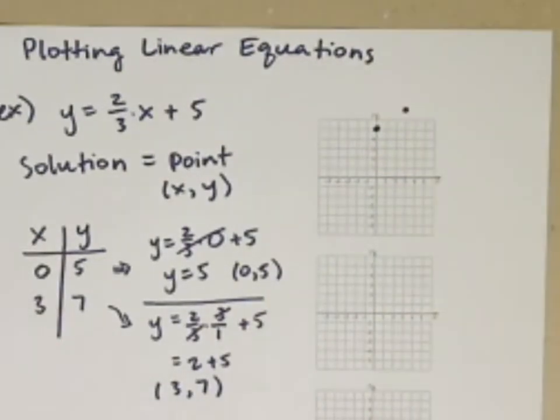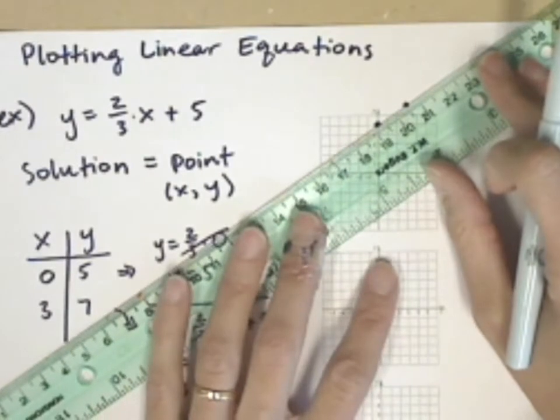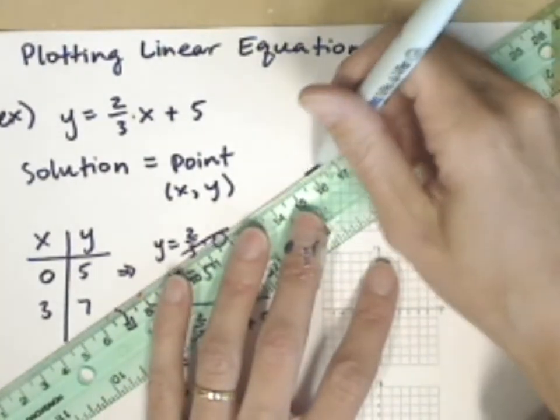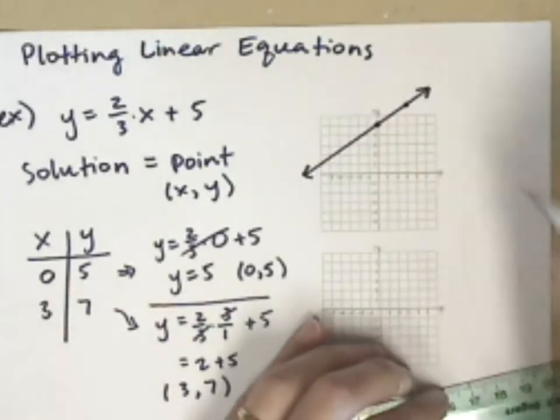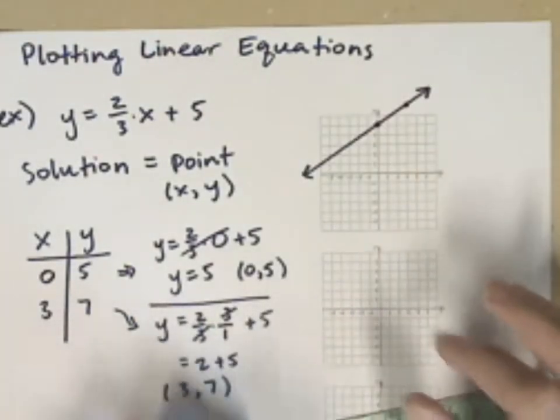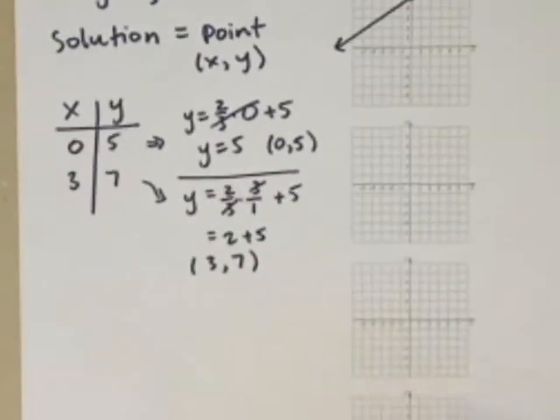I really just need 2 points to make a line. If you wanted to pick up a third point just to make sure you did your math right, you certainly could, but those 2 points give me my line. Okay, so there's the first example. Let's do another example with a fraction in it.